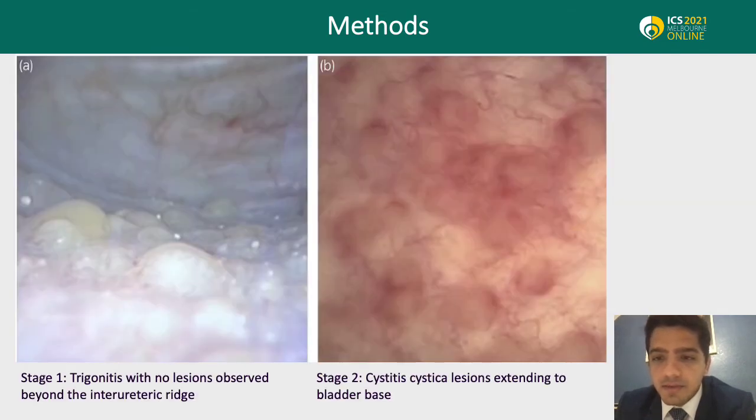Here are 2 example images. On the left is a cystoscopy image of a patient with stage 1 cystitis, also called trigonitis. Notice how there are no lesions observed beyond the interureteric ridge. On the right is an image of cystitis cystica with lesions extending to the bladder base. This would be considered stage 2 cystitis.